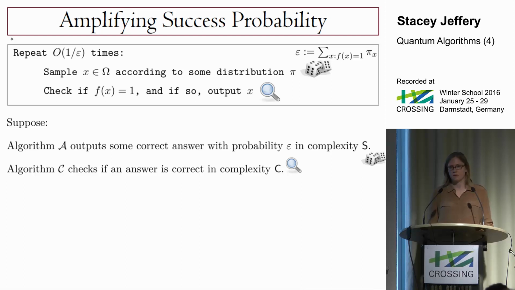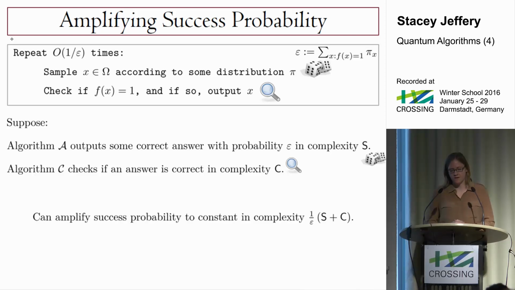So this is often called success probability amplification, so we say that we can amplify the success probability to constant, and then the complexity of doing this is 1 over epsilon times S plus C. So S is the complexity of the algorithm that succeeds only with probability epsilon, and C is the complexity of the procedure that checks if the algorithm actually output a correct answer. Okay. So if you've worked with algorithms before, this should be a very familiar looking thing. We often repeat an algorithm many times to amplify or boost its success probability.